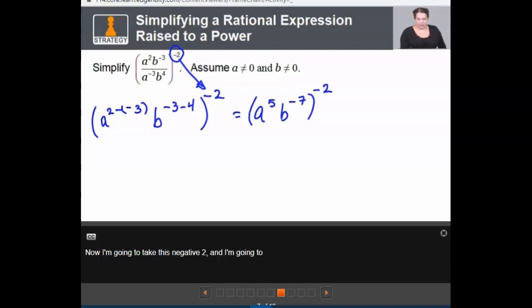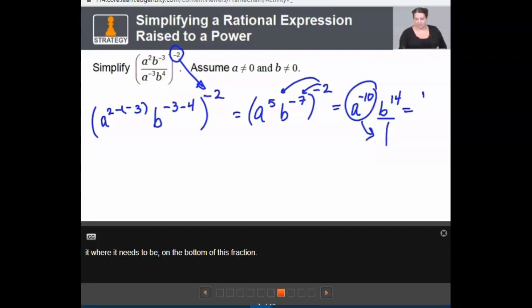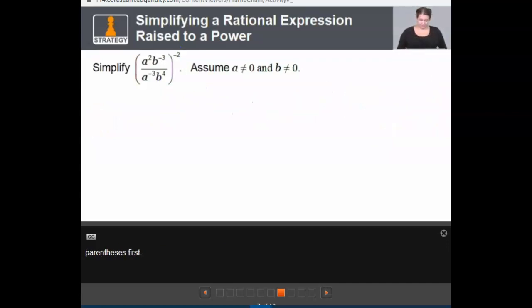Now I'm going to take this negative 2 and distribute it into the terms inside. So that's a to the negative 10th and b to the 14th. And now I'm just going to take my negative exponent and put it where it needs to be, on the bottom of this fraction. And I end up with b to the 14th over a to the 10th. So that's the strategy of dealing with what's in the parentheses first.